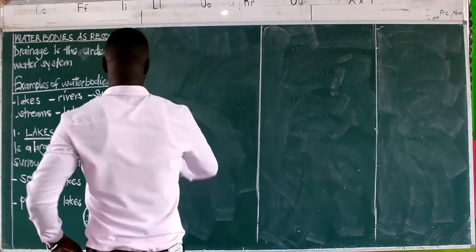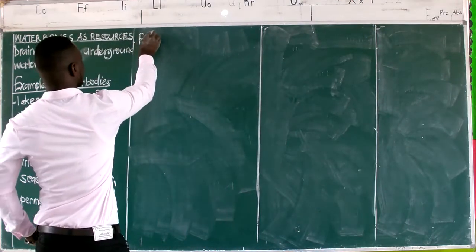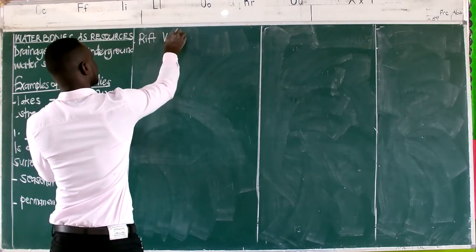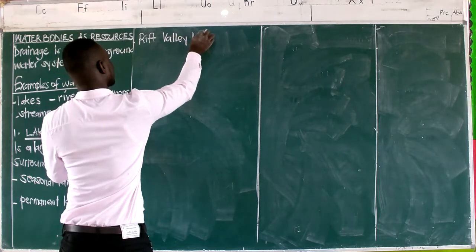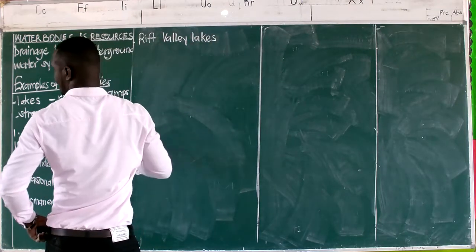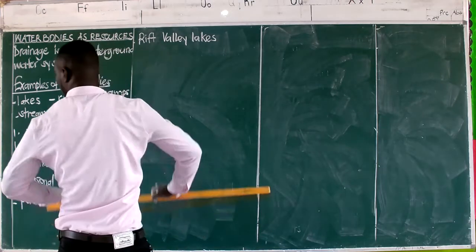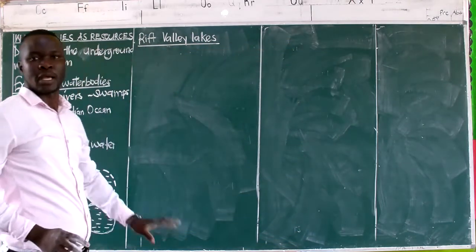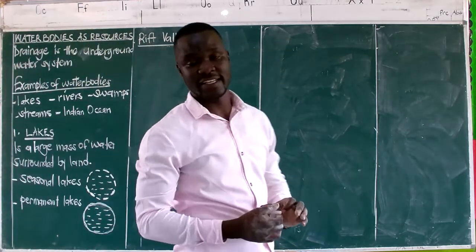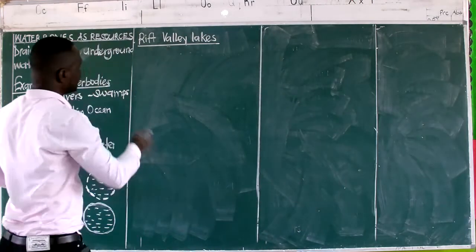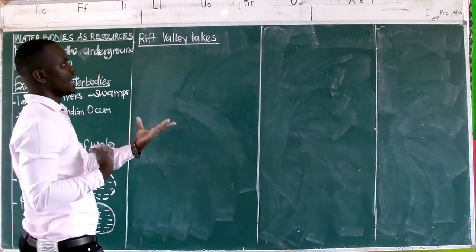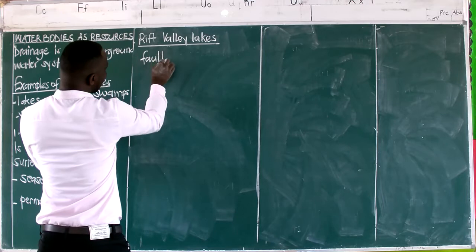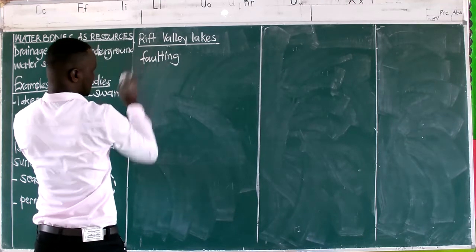So, Rift Valley lakes. So we have Rift Valley lakes, that is page 70. We shall simply say Rift Valley lakes. Remember, we also call them fault lakes, which means these are lakes which were formed as a result of faulting.